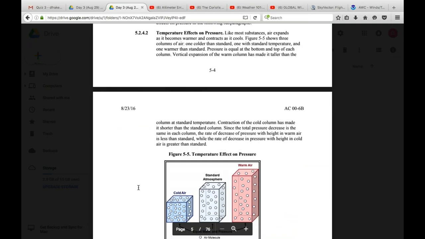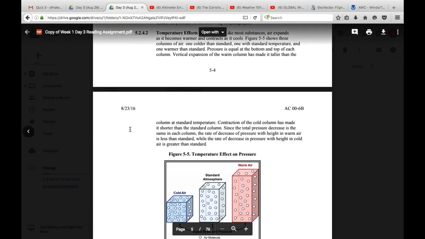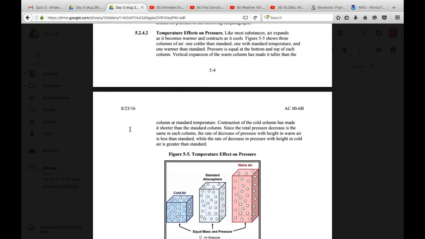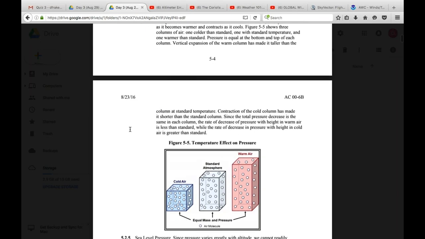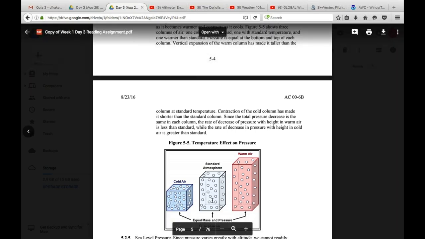So, temperature effects on pressure. Like most substances, air expands as it becomes warmer and contracts as it cools. This figure down here shows three columns of air: one colder than standard, one with standard temperature, and one warmer than standard. Pressure is equal at the bottom and top of each column.